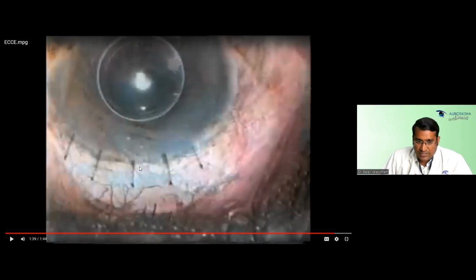If the sutures are either too loose or too tight, then it can cause a lot of astigmatism. Sometimes loose sutures can cause wound leak. In such cases, you'll have to take up the patient for resurgery and resuture the wound. Any leakage in the wound is prone to cause infection, post-operative infection. So these are the disadvantages of doing an extracapsular cataract extraction.